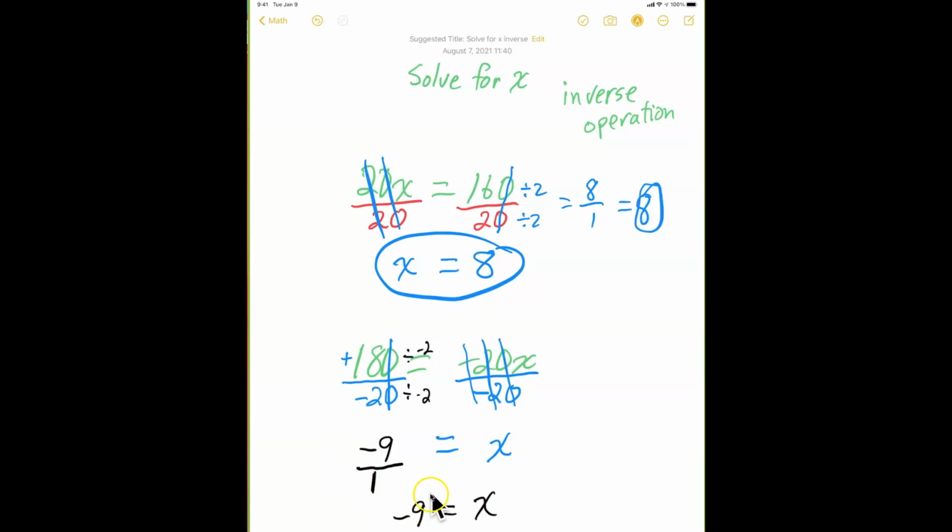And it would have been possible, let's do this one other way. If we had had 180 is equal to negative 20x, and I know many of you won't instinctively go to divide by negative 20. So if you had just divided both by 20, then this would have been 9 over 1, which would have been 9. And the 20s would have canceled out, and we would have had negative x.